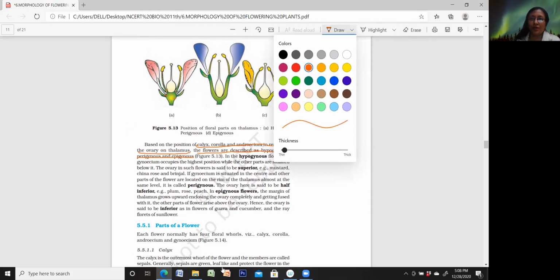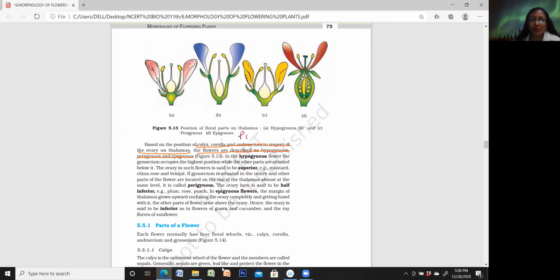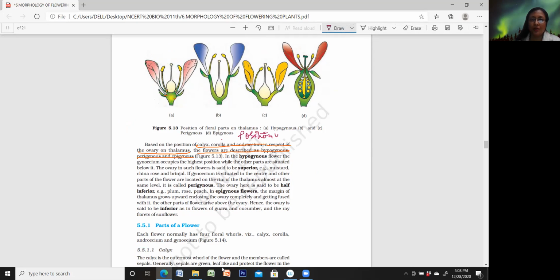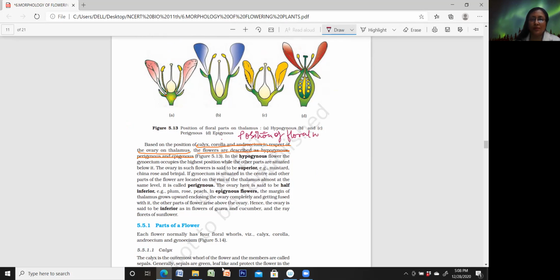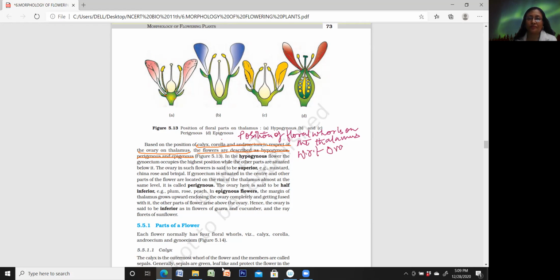If you're making notes, you can write that this topic is the position of floral whorls on the thalamus. Position of the floral whorls on the thalamus. Now, the floral whorls are, of course, on the thalamus, but it is with respect to what? Ovary. This is important, that it is with respect to the ovary.